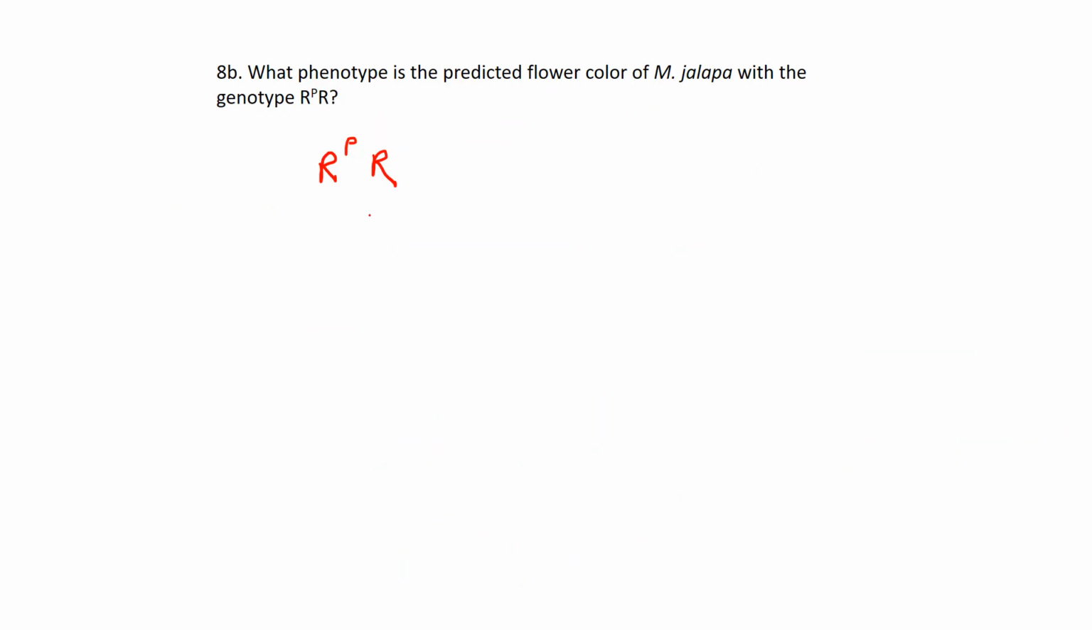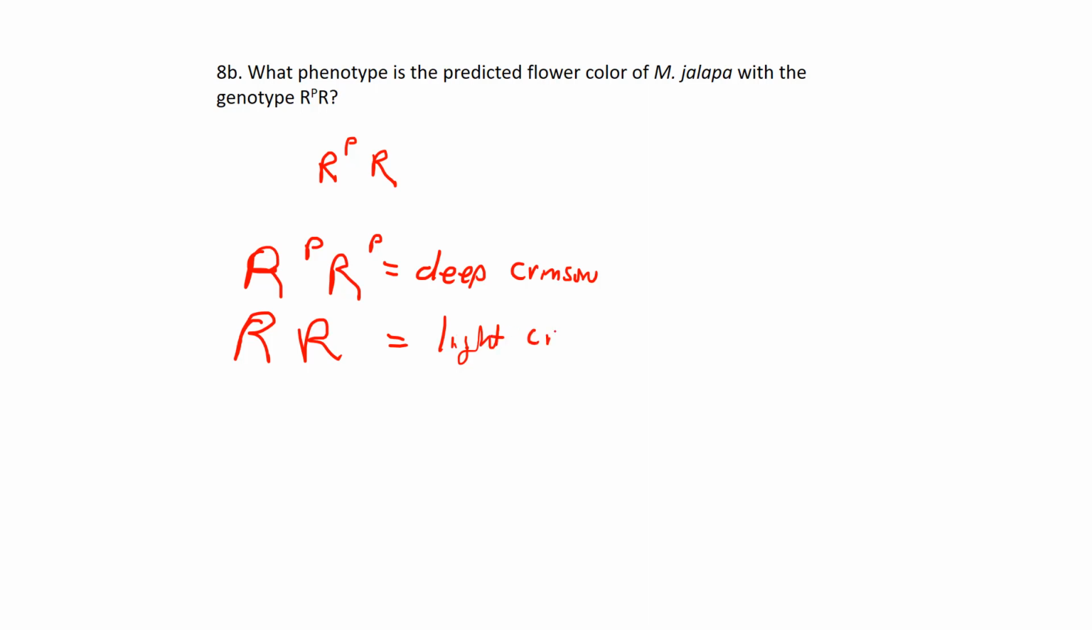So this is a bit of a stretch. This is tougher. But what they said, just to transfer that information, we said if we had an R with P's, that gave us deep crimson. And then it said if you had R's, that gave us light crimson. So if we had one of each, doesn't that seem kind of like a blend? Right? A blending of the two.